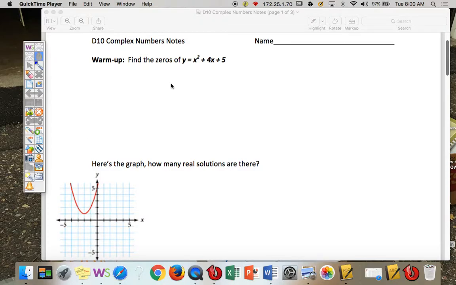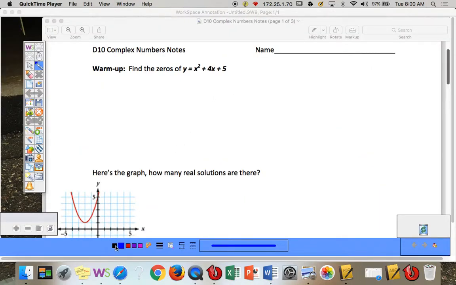For the warm-up, let's find the zeros of x squared plus 4x plus 5. So we could do this by factoring, by graphing, or by using quadratic formula. So let's use quadratic formula to review. First step, let's find a, b, and c.